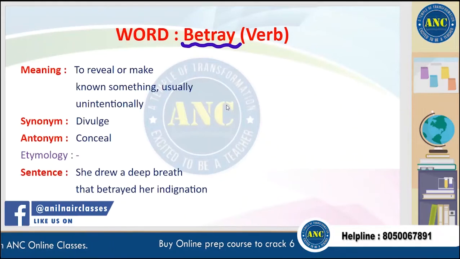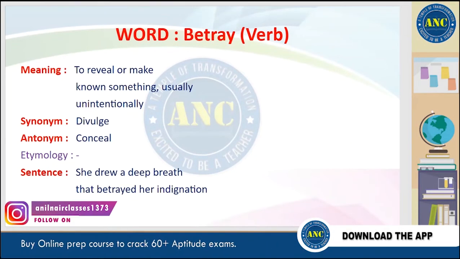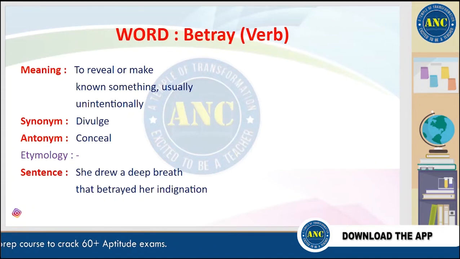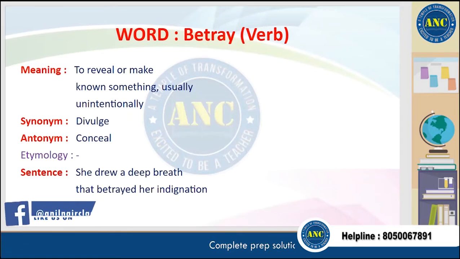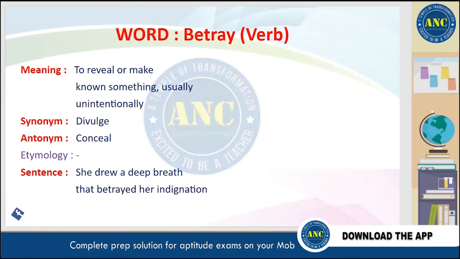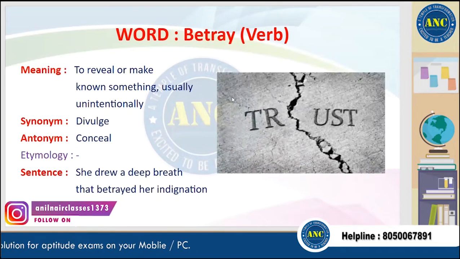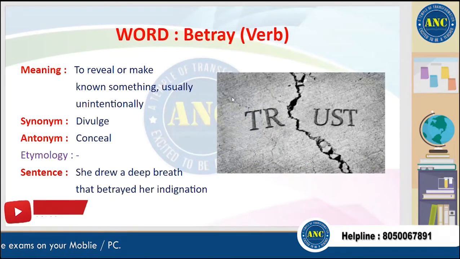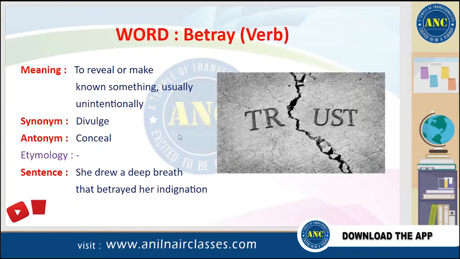Betray. The meaning of betray is to reveal or make something known, usually unintentionally. A synonym is to divulge, and an antonym is to conceal. A sentence with betray is, she drew a deep breath that betrayed her indignation. You could basically think that when you betray someone, you break their trust in a way.